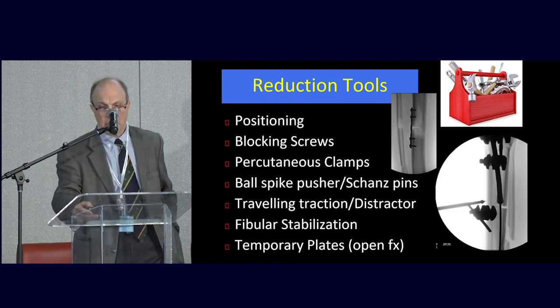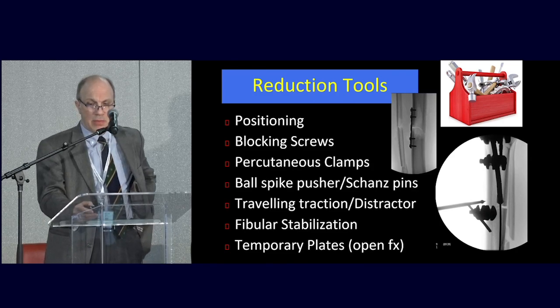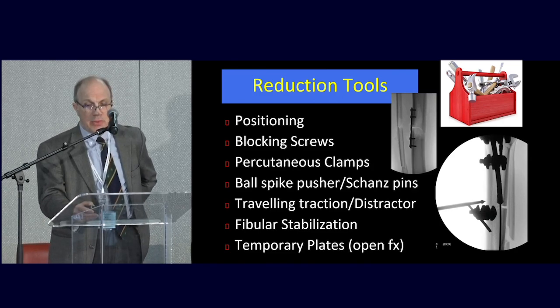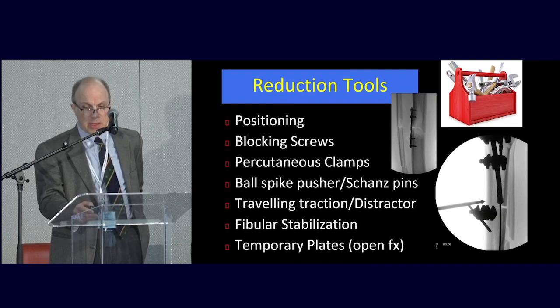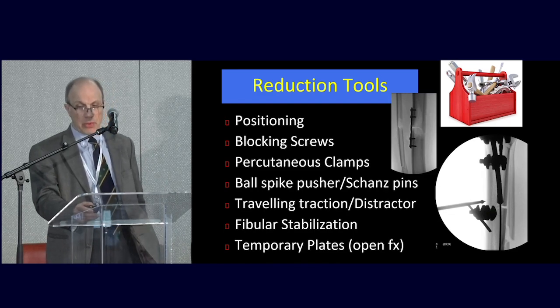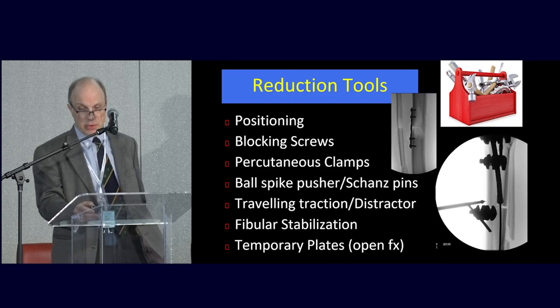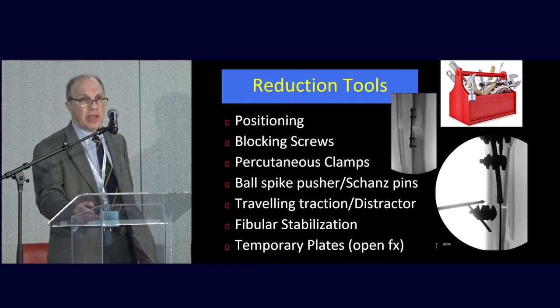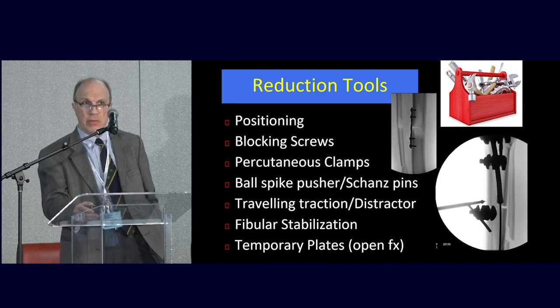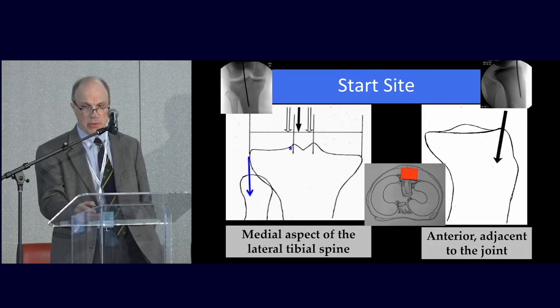Again, blocking screws, you heard from Dr. Kretek. I may show a few examples, but he's the king of the blocking screws who described these. Percutaneous clamps are very helpful. You may use some kind of ball spike pusher or Schanz pins, as you see on the fluoro image on the side. I'm going to show you a little more about this traveling traction that Dr. Kretek showed in a few of his slides. Fibular stabilization may help your reduction and improve your biomechanical stability too. And in open fractures, you should take the opportunity to use some temporary or permanent plate through the open wound to hold your reduction.